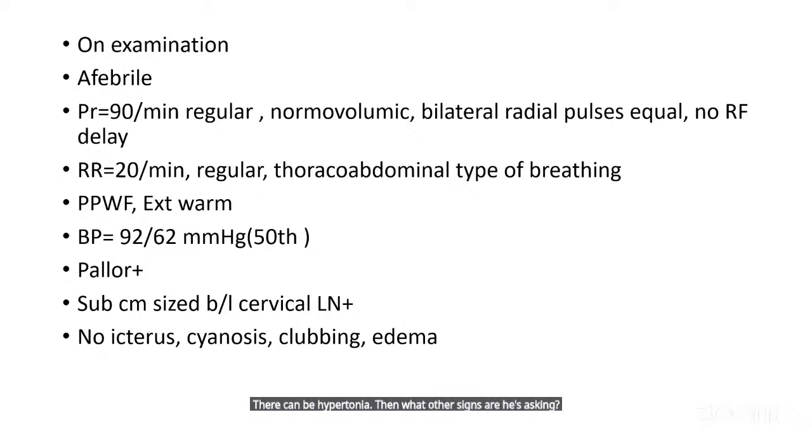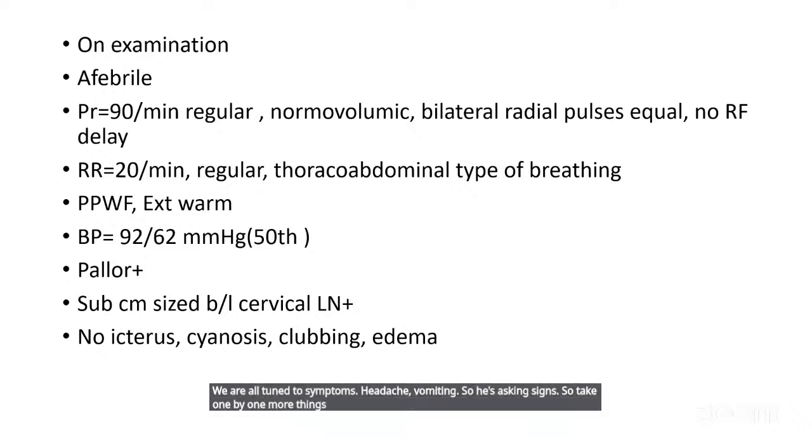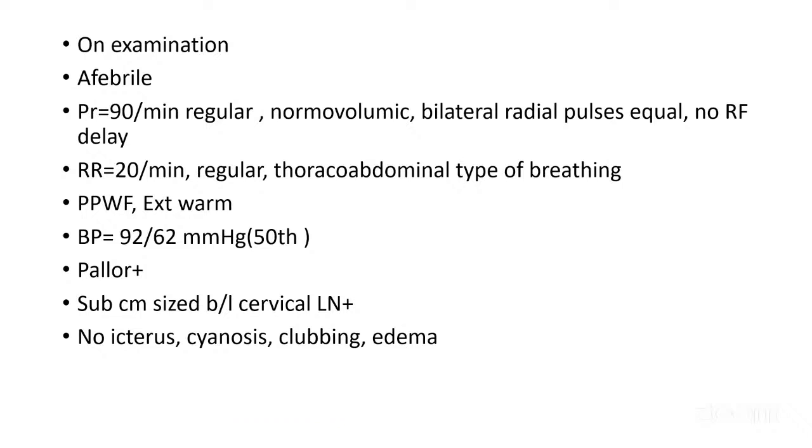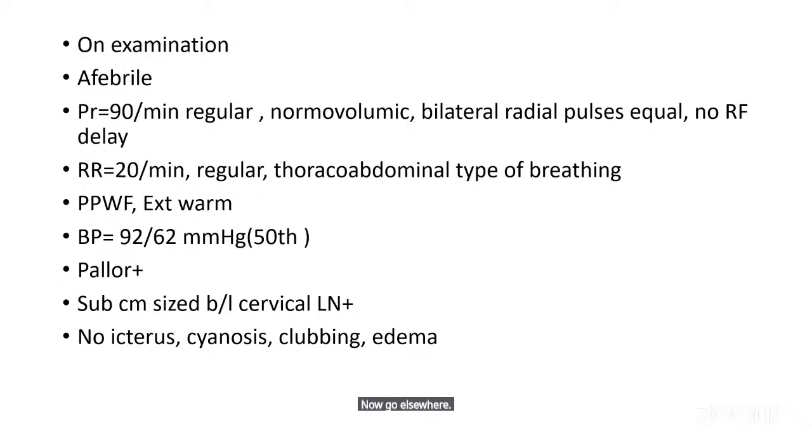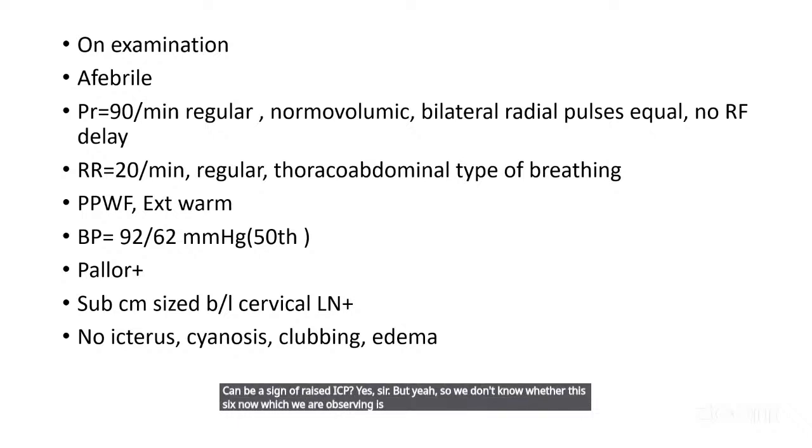Then what other signs is sir asking? We are all tuned to symptoms, headache, vomiting. Sir is asking signs. So take one by one, more things. Sustained clonus, well sustained clonus. Okay. So that is one part of the CNS you have said, brisk reflexes. Now go elsewhere. So sixth nerve can be a sign of raised ICP. Yes, sir. But we don't know whether this sixth nerve which we are observing is structural or raised ICT. That is one sign.